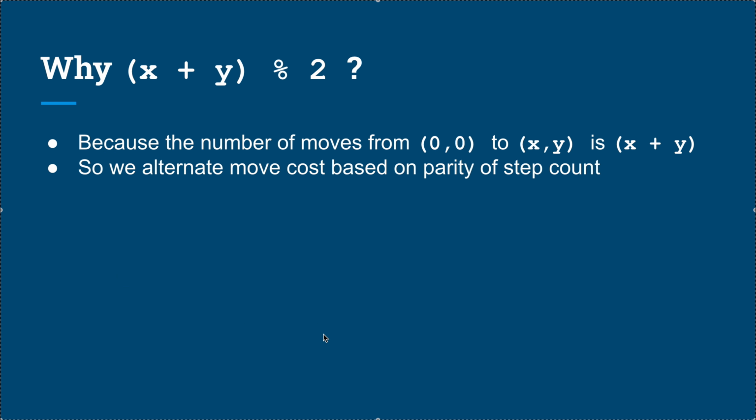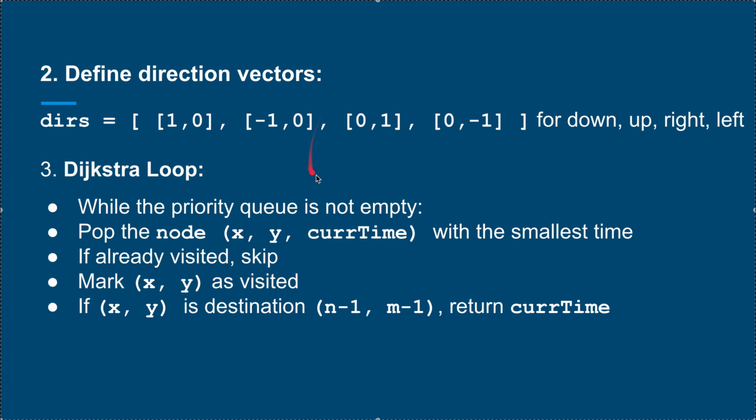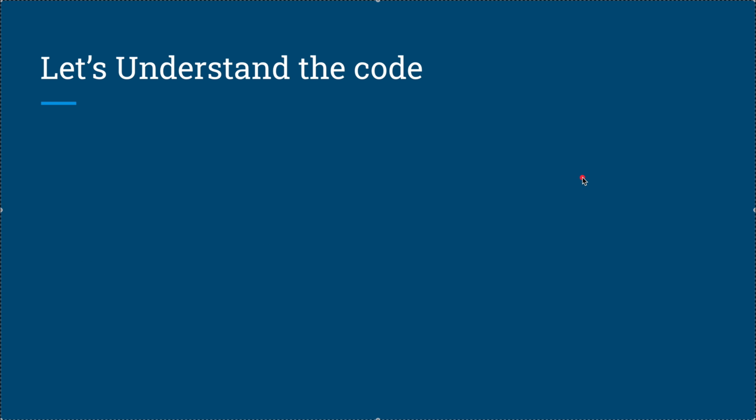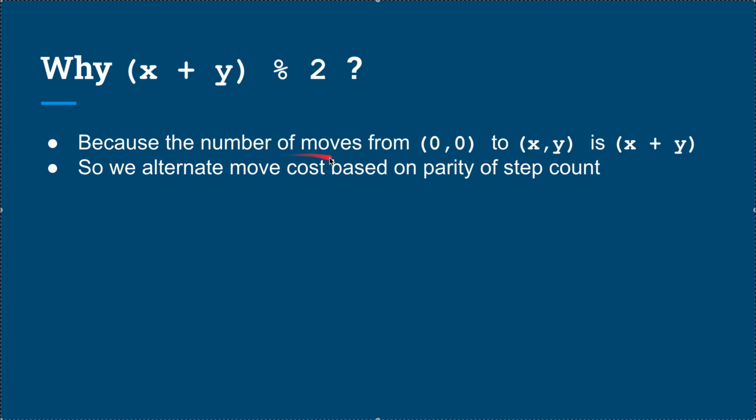Okay, so why are we using x plus y to check this value? As you can see, here we are calculating the move, where the cost is equal to 1, then we are writing if (x plus y) mod 2 is equal to 2. That is the condition we are checking, because the number of moves from 0,0 to x,y is x plus y, and so the move cost alternates based on the step count.